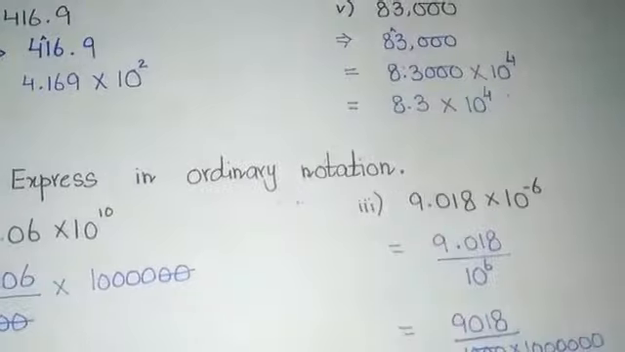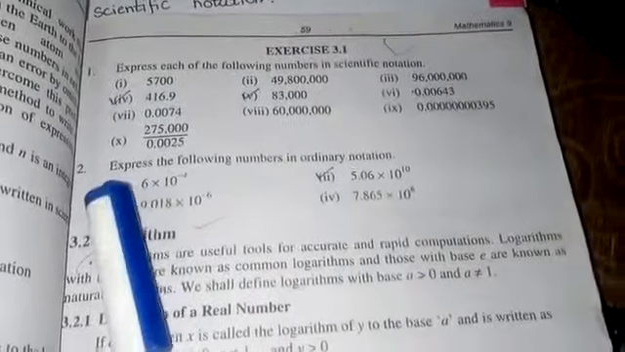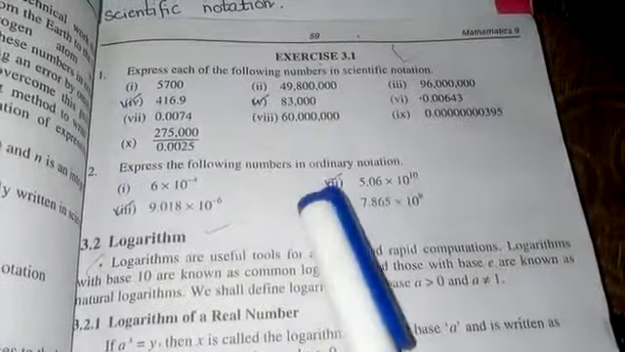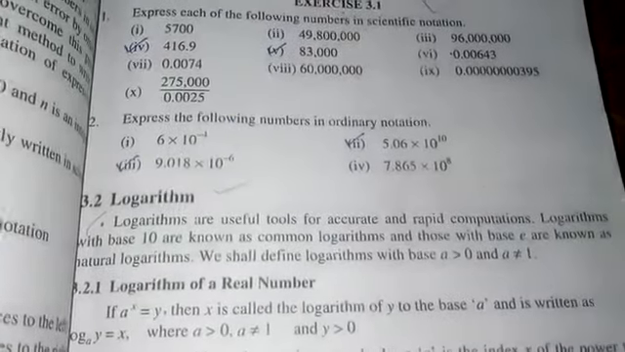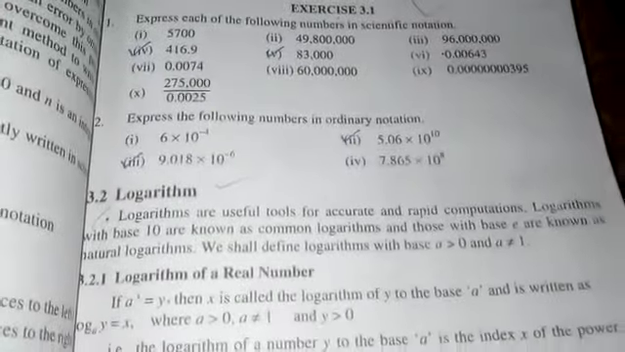Now we will move to the second question of exercise 3.1. The second question is: express the following numbers in ordinary notation. You all can see we have the numbers in scientific notation, in 10 raised to any power. So we have to convert these numbers into ordinary notation. It means without 10 raised to any power. So let's see the solution.